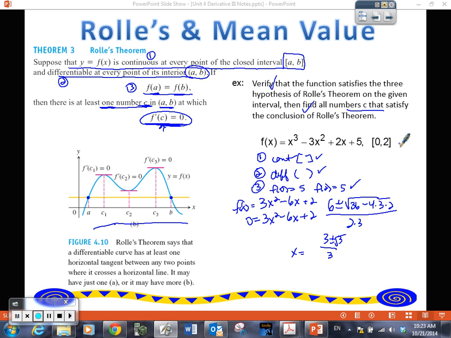Let's try the negative one. So if I do 3 minus like 1.5, it would be 1.5 over 3. That's still between 0 and 2. So both of these qualify. Okay, both of them qualify. So c is going to be 3 plus or minus square root of 3 over 3. And there is our first theorem for today. Are we okay with that? Rolle's theorem? Okay. Let's do our second and final theorem, which is mean value.